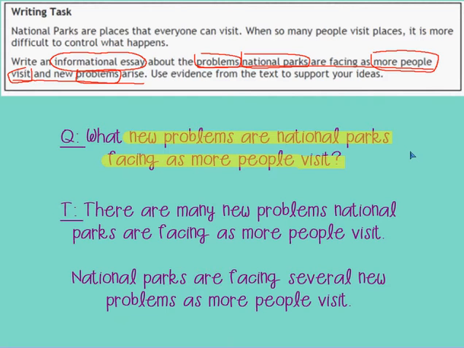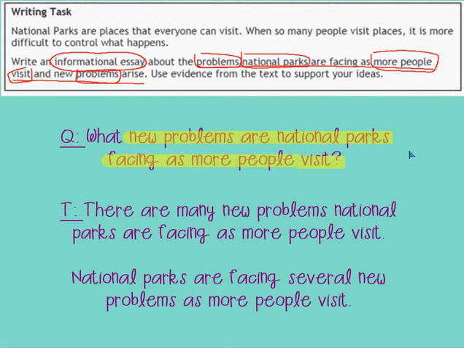And we've talked about how you can get a very general thesis from the question by taking those same boxed in words and putting them into a very general way, such as there are many or several. And here in particular, I came up with two theses that they could have, which are there are many new problems national parks are facing as more people visit. And then I've also done a different one where they could put that general statement in the middle. National parks are facing several new problems as more people visit.